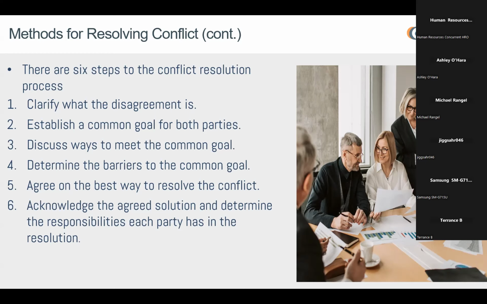And then number 6, acknowledge the agreed solution and determine the responsibilities each party has in the resolution. All right. What are the expectations? This is a huge, again, I said this before, what each individual carries with them or brings with them to the table, those expectations. All right. You have yours, they have theirs. All right. How are you going to meet in the middle, making sure that your perspectives are the same, or at least if they're not the same, they're at least understood.